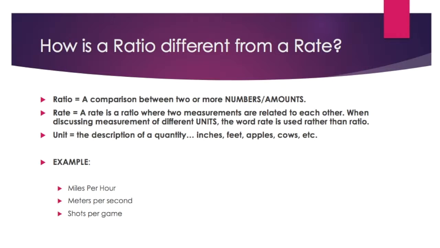So a unit is the description of the quantity, right? It's like inches, feet. You can have a certain number of apples or cows, whatever you're looking at. Anytime you have a number, it's usually described by a unit. So if we have two numbers of different units, we want to use a rate rather than a ratio. This allows us to write our denominator as a 1. So for example, if we're looking at miles per hour or meters per second, or for example, with our basketball assignment in class, taking a number of shots per game, all those things have a 1 in our denominator because they're made up of two different units.